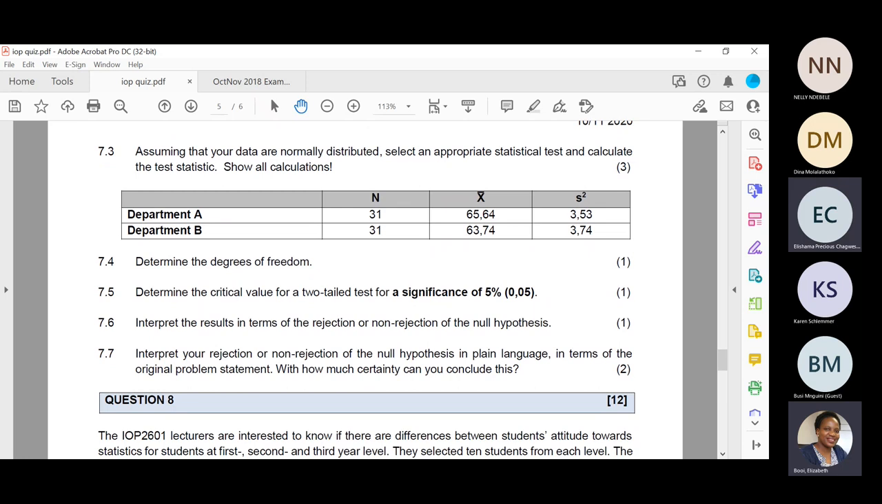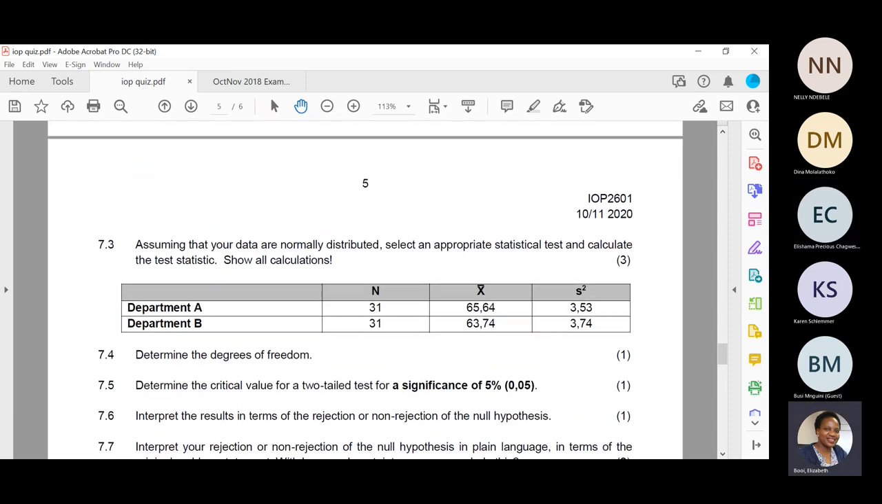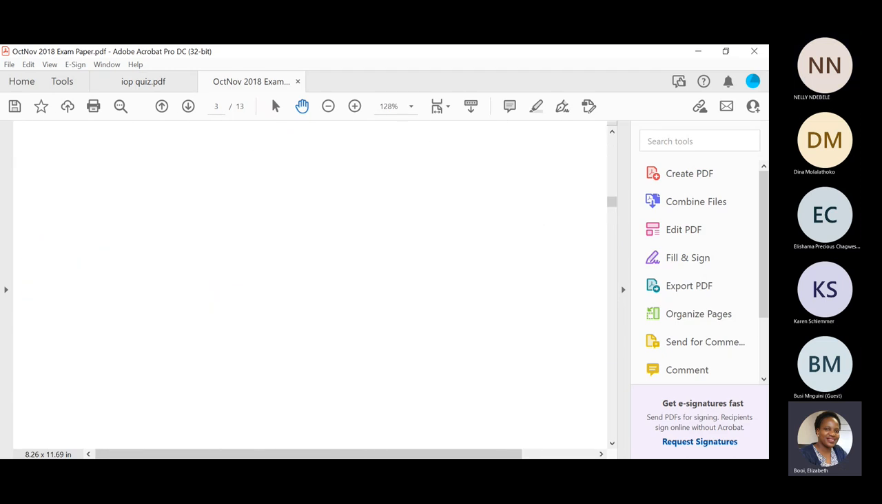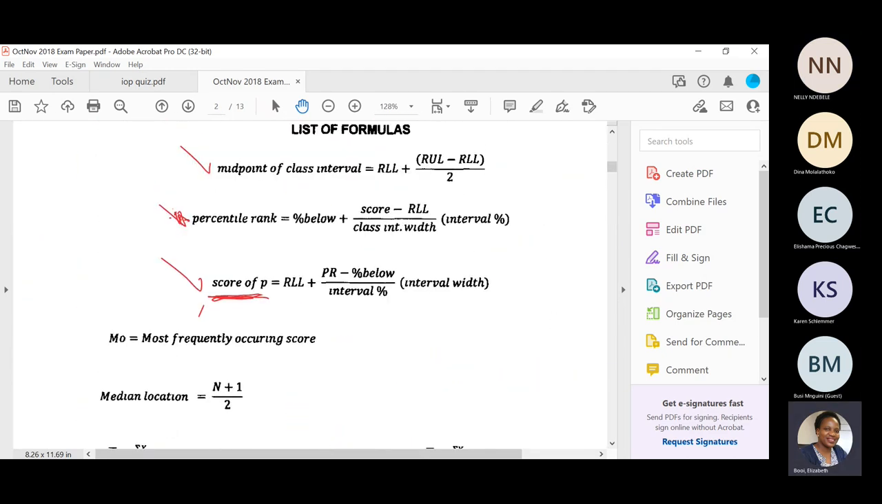7.3. Assume that the data are normally distributed. Select the appropriate test statistic and calculate. So what test statistic? We have equal numbers of observations, so it should be easy. When we have equal numbers of observations, we can use the t-test, and the formula. If you don't know which formulas to use, go back to your formulas.